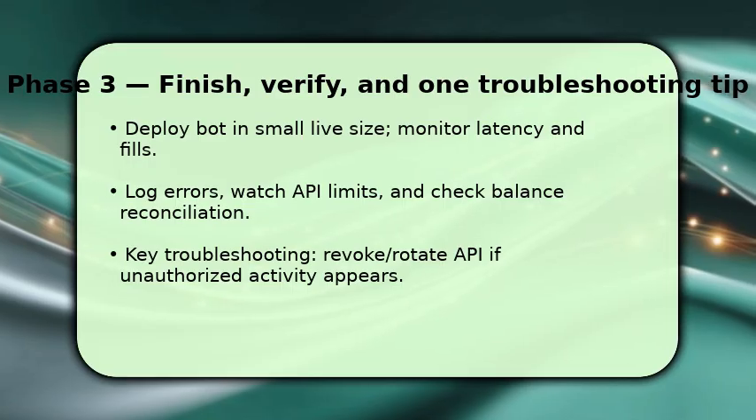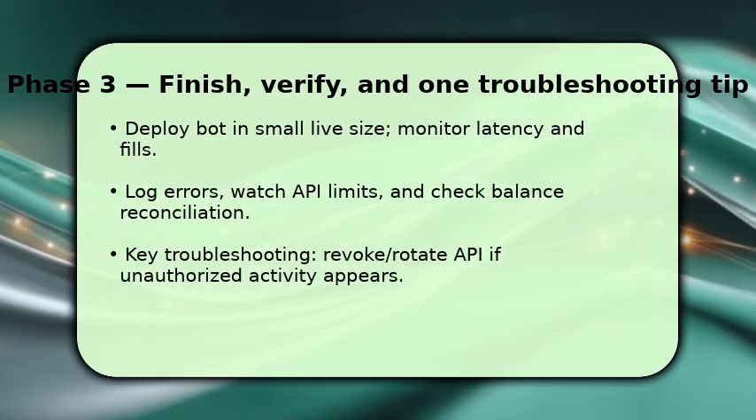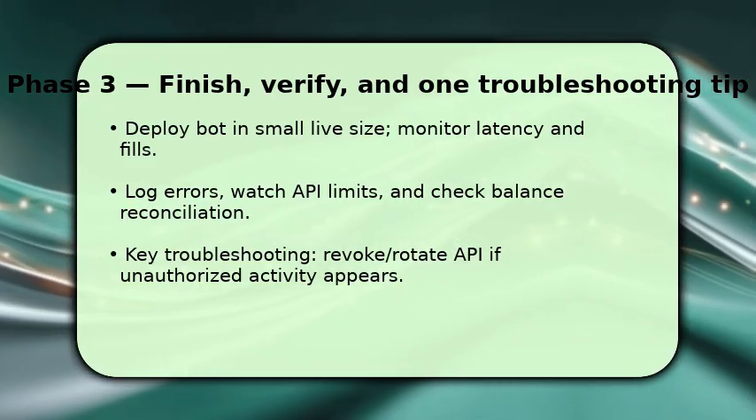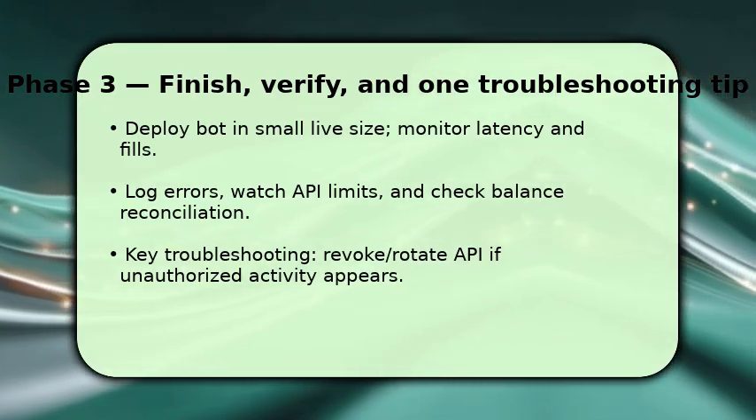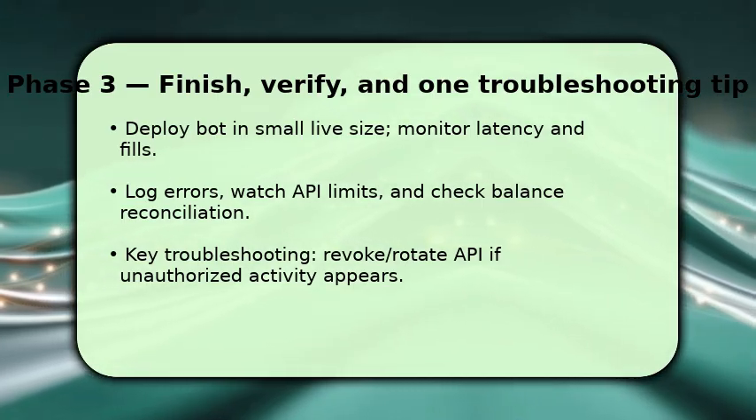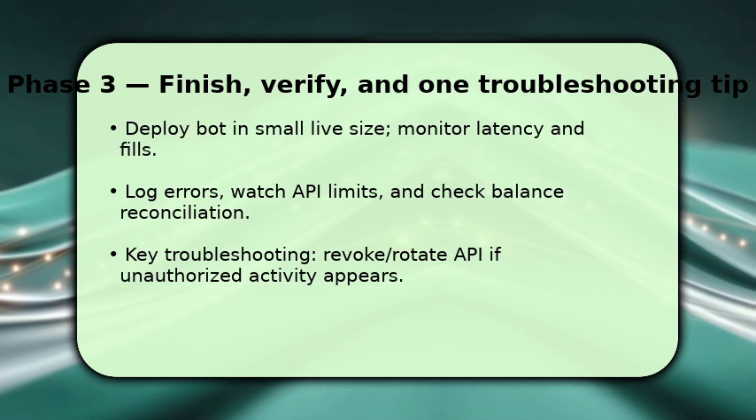If you see unexpected orders or API errors, pause the bot, review logs, and check network stability. One key troubleshooting tip: if anything looks compromised, immediately revoke and rotate the API key. Then reassess permissions and audit recent activity.